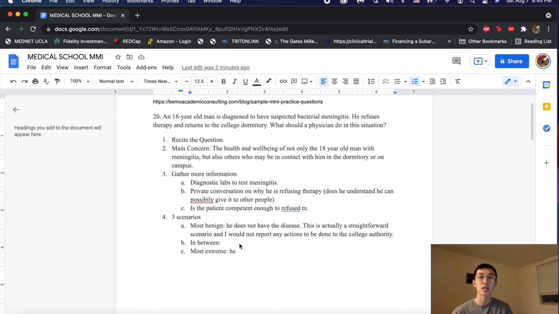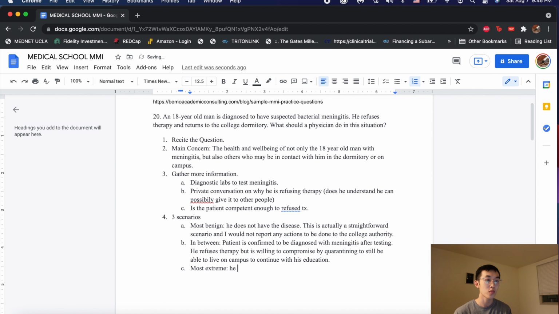So for the middle ground scenario or story that you can make up, you could say something along the lines of, the patient is confirmed to be diagnosed with meningitis after testing, and he is still refusing therapy. However, if he is able to compromise and is willing to quarantine while still living on campus, then he can continue with his education at the university. That's something that you can come up with as a solution. Like if he is willing to quarantine, then he can continue.